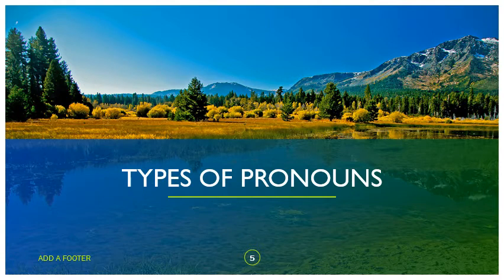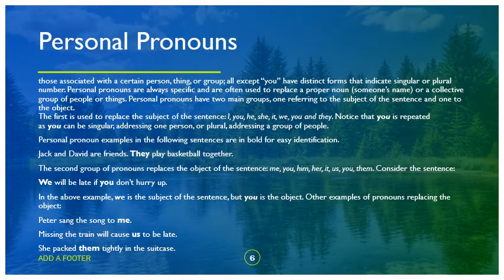So now we are going to move on forward with the types of pronouns. Personal pronouns. These might be the pronouns that you have been using for a very long time since your school days. Those associated with certain people, things, or groups, all except you, have distinct forms that indicate singular or plural number. Personal pronouns are always specific and are often used to replace a proper noun, someone's name, or a collective group of people or things.